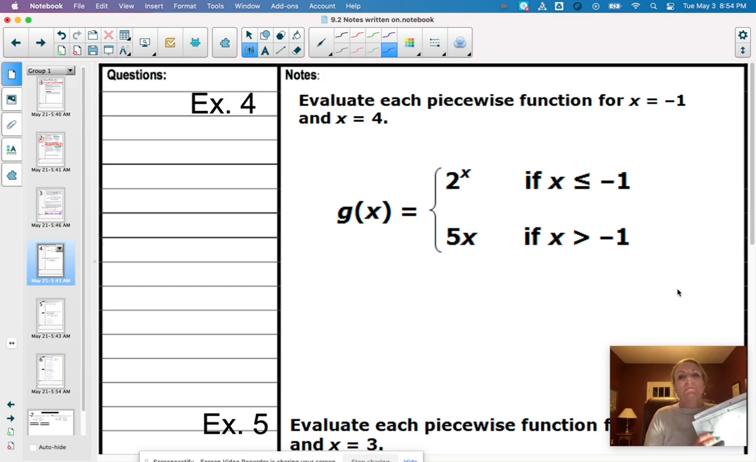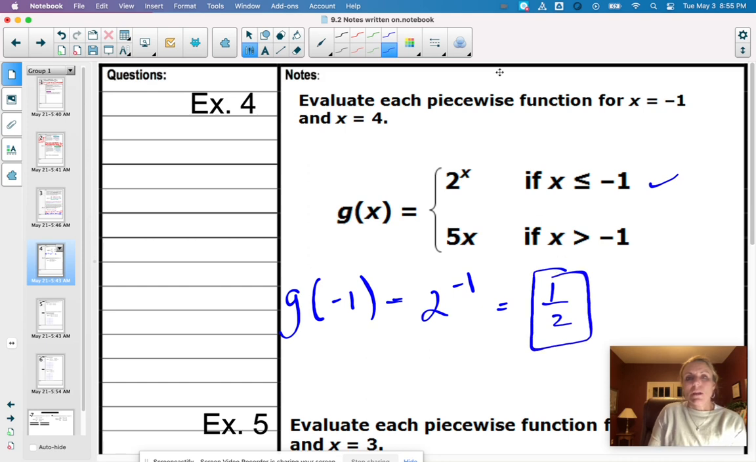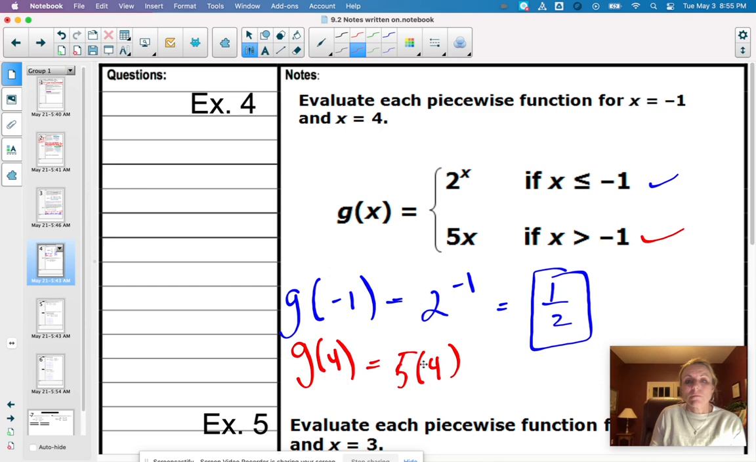Example 4. Evaluate each piecewise function. In this case, we're talking about x is -1. So we're going to use this one right here. So g of -1 is going to be 2 to the -1, which is going to be 1/2. And the other one is talking about evaluating the function when x is equal to 4. Well, that's going to have to be in this group because that's where x is greater than -1. So 5 times 4 is 20.